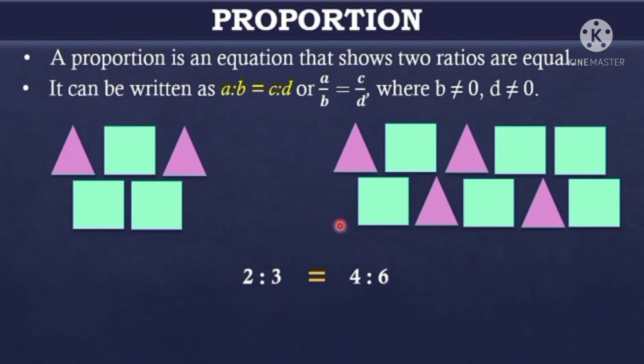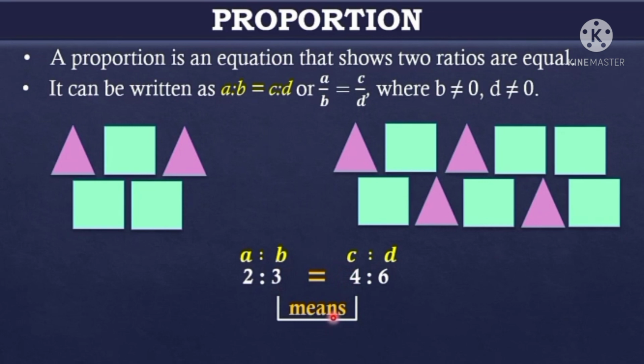So again, if these two ratios are equal, then we can call it a proportion. How can we check that 2 is to 3 is equal to 4 is to 6? Let's check. Each of these quantities, A, B, C, and D, are what we call terms. B and C are what we call the means, while A and D are the extremes. So 3 and 4 are means, and 2 and 6 are the extremes.